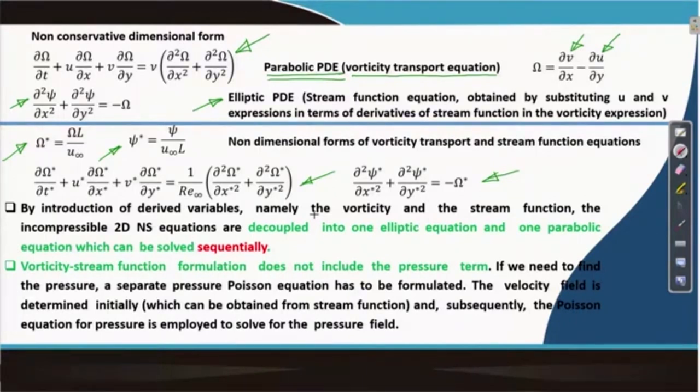So, if you really want to know pressure, is there a way? Of course, there is a way.